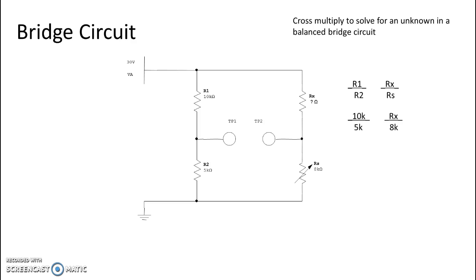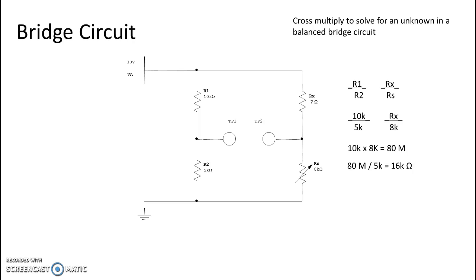When you cross multiply, you're going to take the ones that are diagonal to each other, in this case 10k and 8k, and multiply them together. So I multiply those two and I get 80 meg. Then I'm going to take that value and divide it by 5k, which is the value that is diagonal to my unknown. So I take 80 meg and divide it by 5k and I get 16k ohms. So that is the value of Rx, 16k ohms.